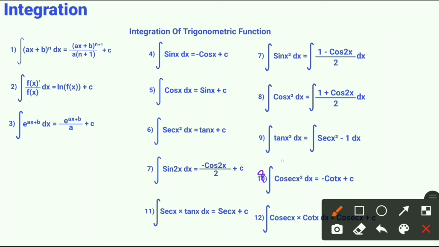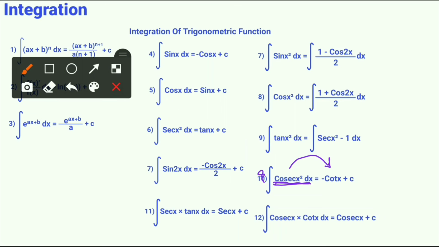Number 9, cosec x squared. Okay, I don't want to describe how to integrate this, because you just need to memorize this. Cosec x squared integrates to minus cot x. It's the same thing happening to sec x squared. Doing the integral of sec x squared would be tan x, so doing the integral of cosec x squared would be minus cot x.